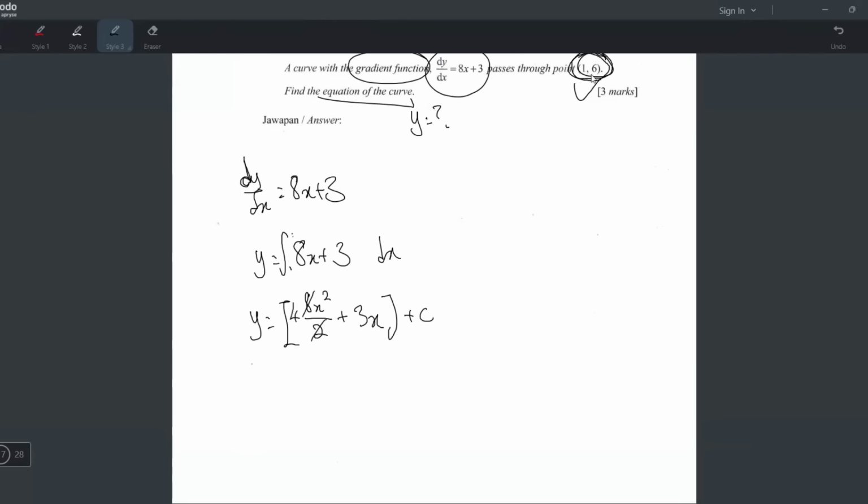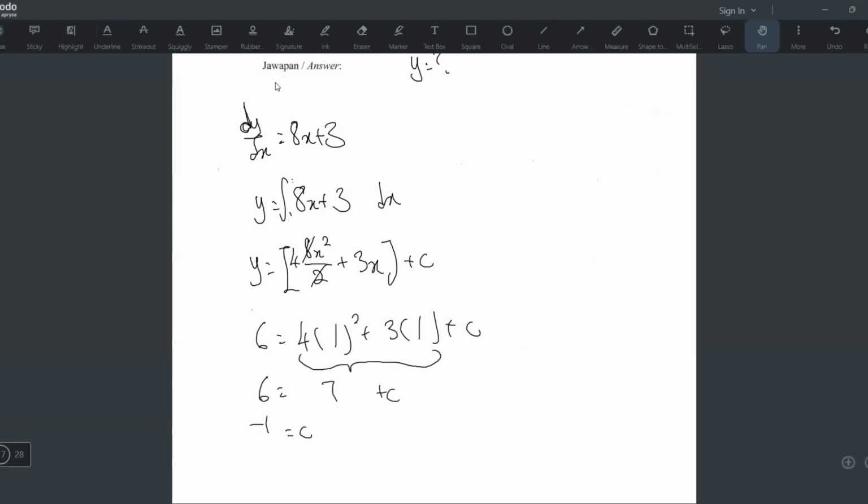Okay, now substitute 1, 6, because it passes through. So 6 equals 4x squared plus 3x plus C. Put x as 1, like that. 6 equals. Okay, this whole thing you can just use your calculator. Press everything and get 7. Yeah, 4 plus 3, right? Okay, so now your C, you get 6 minus 7, negative 1.